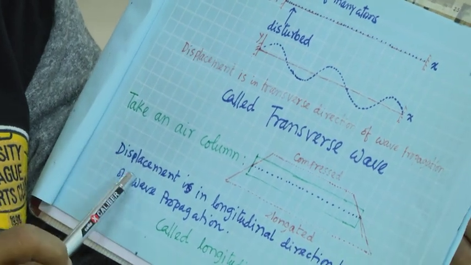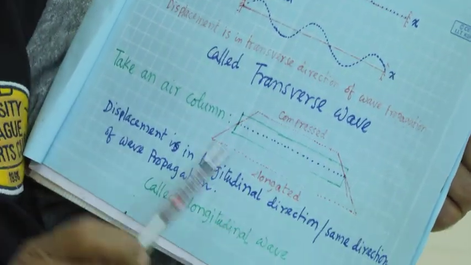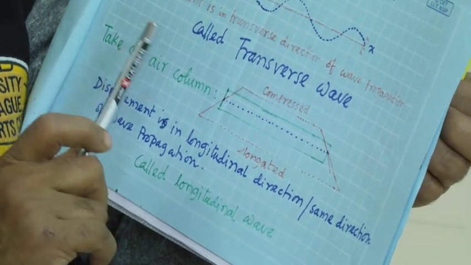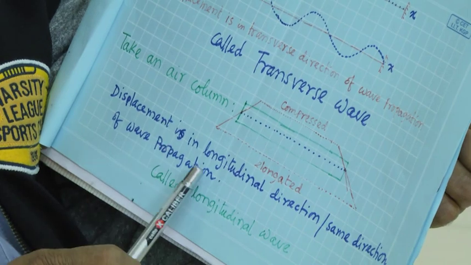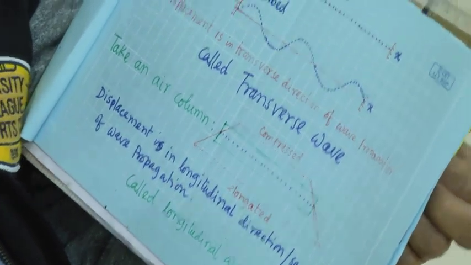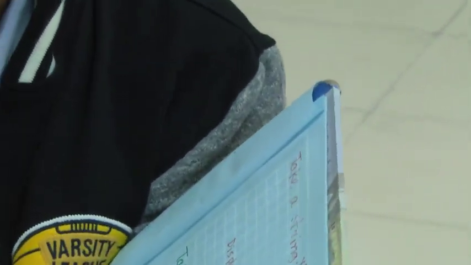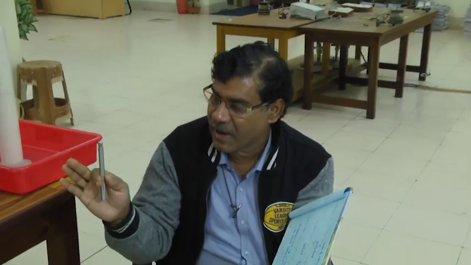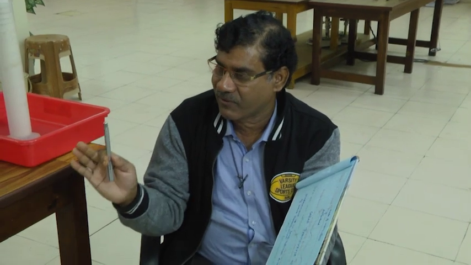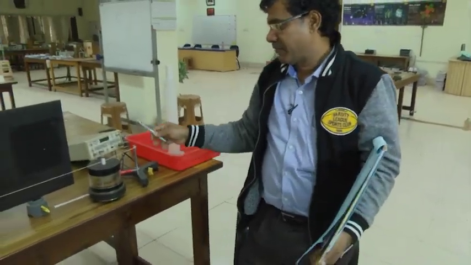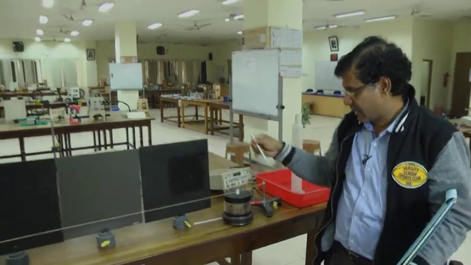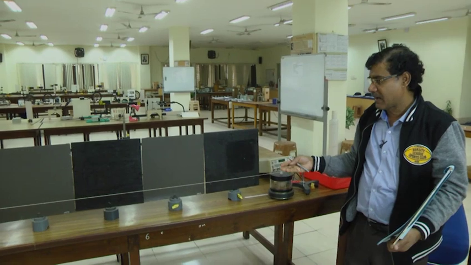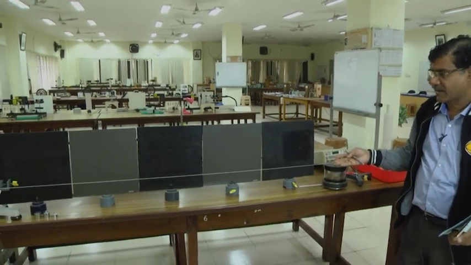If the displacement is in the longitudinal direction, or the same direction as wave propagation, then we call it a longitudinal wave, okay? Here we have set up an experiment for a transverse wave as well as for a longitudinal wave. So here you can see this is a string. This string is basically a thread, okay?